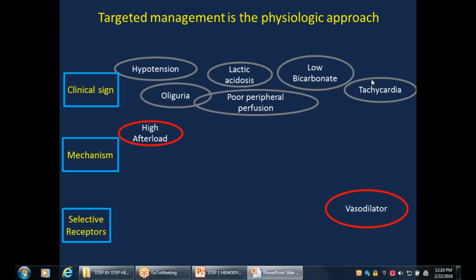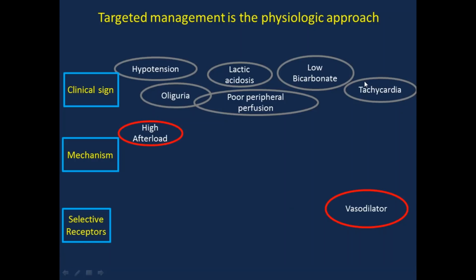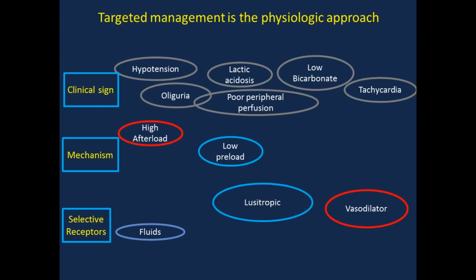I think that's from San Boniface. So you have to target your management according to the mechanism. If you have high afterload, then you need to select a vasodilator. If you have low preload, then you have to give more fluids or the inotropic medication, which is improving the diastolic performance, so allowing more or better filling of the ventricle, the same like mechanism of Milrinone.